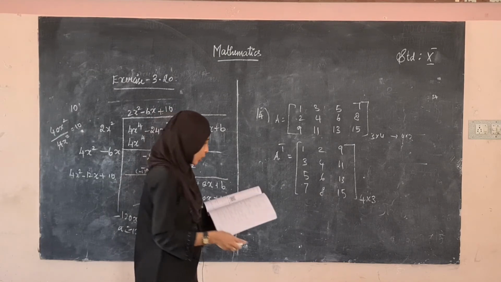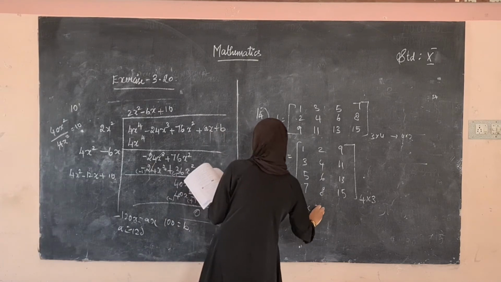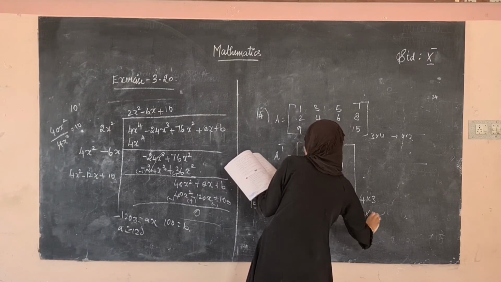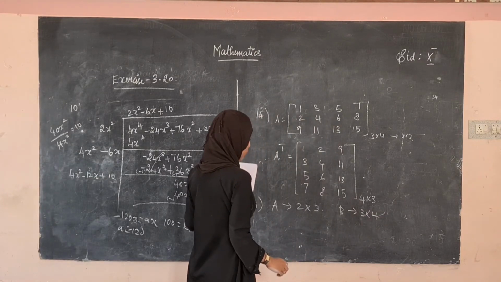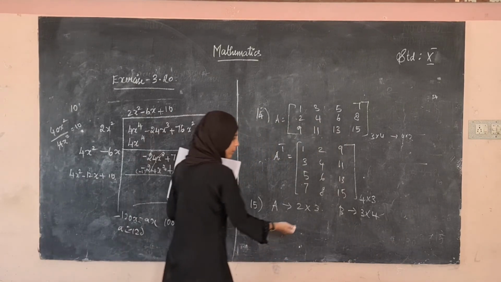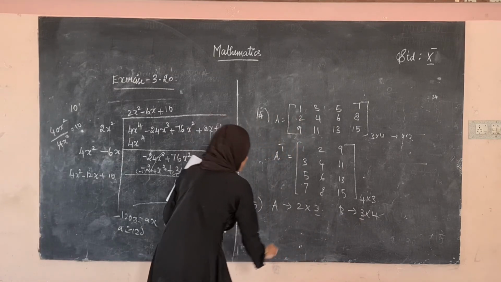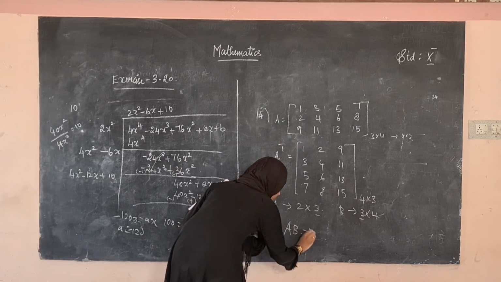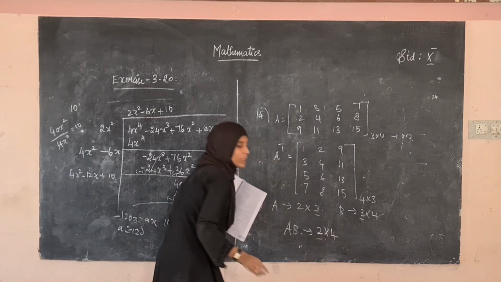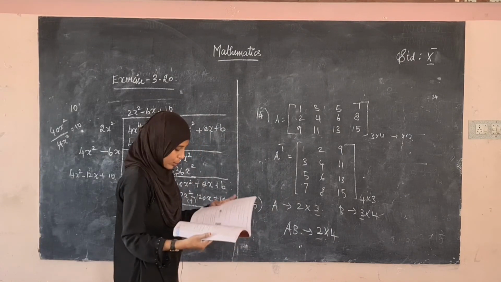Now the 15th sum. A is of order 2 cross 3 and B is of order 3 cross 4. How many columns does A into B have? Can we perform A into B? See, this term and this term are the same, therefore we can perform A into B. What will be the order of the matrix A into B? The first term and the last one, 2 cross 4. So 2 is the number of rows and 4 is the number of columns. They have asked the number of columns, so the answer is 4. That is option B.